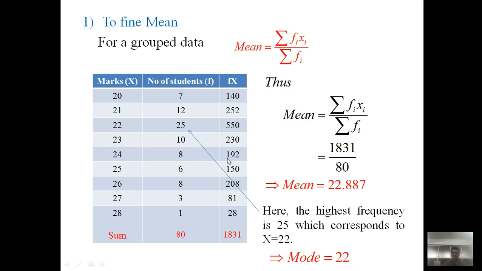So we have to say that the value of mode is 22. In other words, out of 80 students, 25 students got 22 marks. So we have to say that mode is 22.